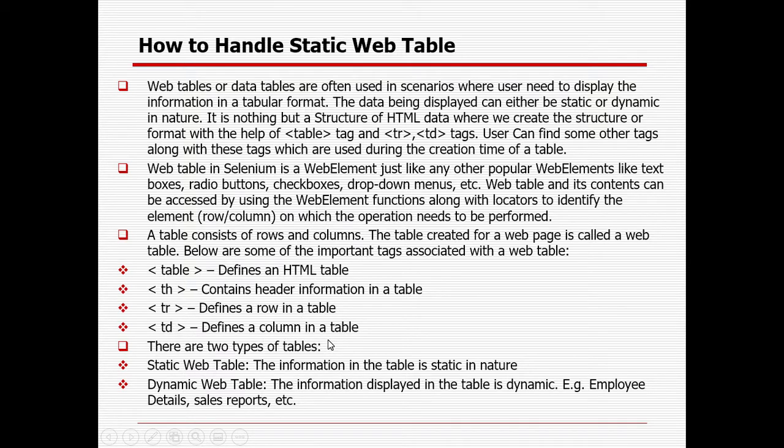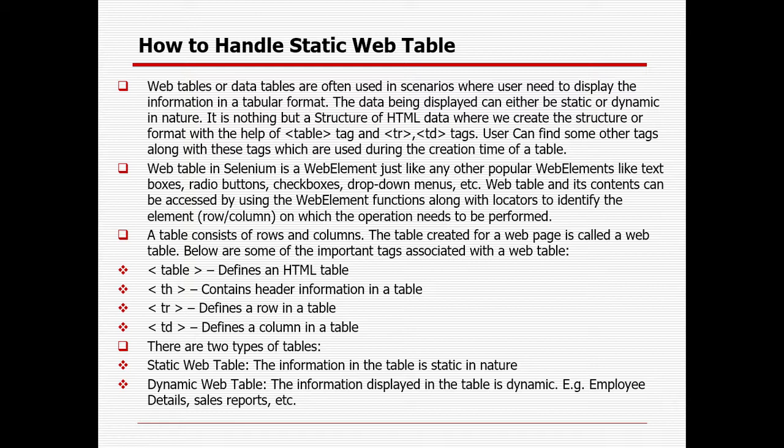In real time, there can be two types of tables available in any web page. It can be a static or a dynamic web table, right? Static means the information in the table is static in nature, it will not change, right? Row and column will never change. Suppose there are 3 rows and 2 columns, so every time it will be 3 rows and 2 columns. But dynamic web table, right?